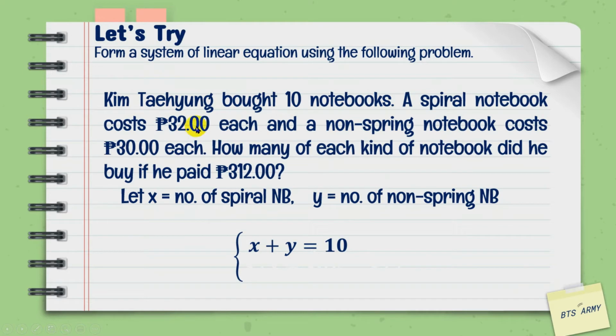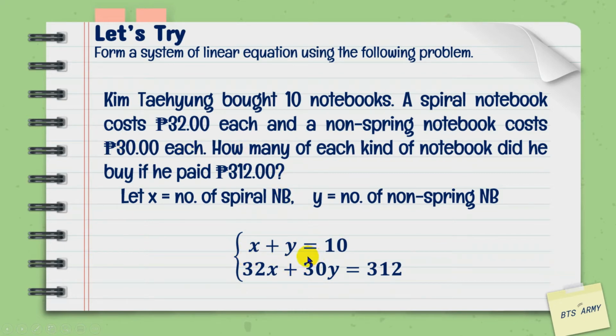Then from the second statement, we have the price of each notebook. So paano natin malalaman kung magkano nga ba yung napamili? From the number of notebooks, spiral man yan or non-spiral, and the cost of each notebook, so yun po yung i-multiply natin. Magkakaroon tayo ng 32x plus 30y is equal to 312. And this will be our system of linear equations from the given problem.